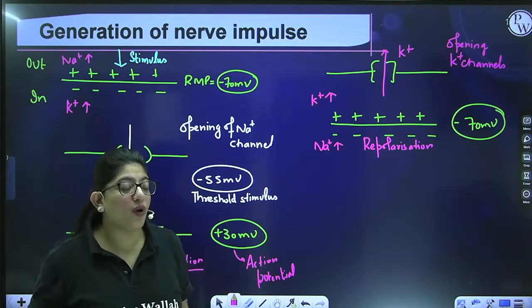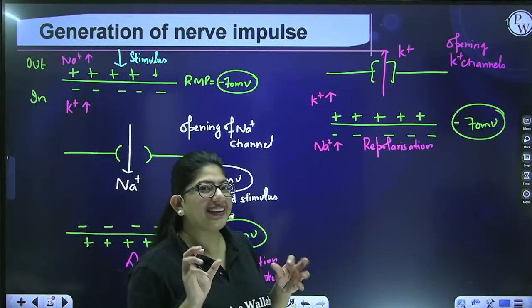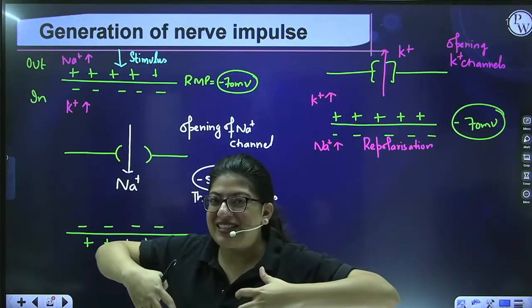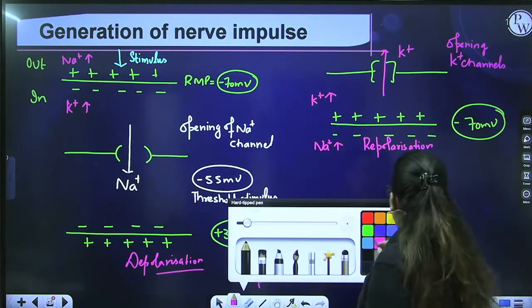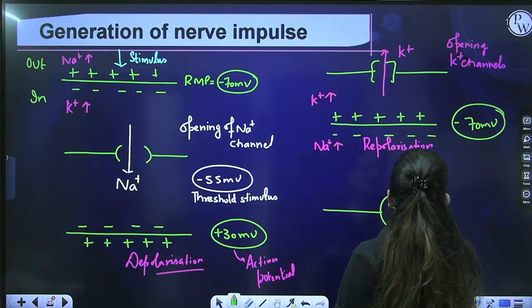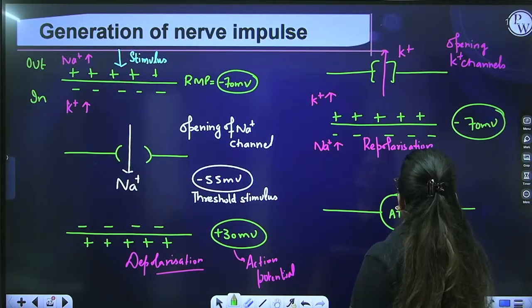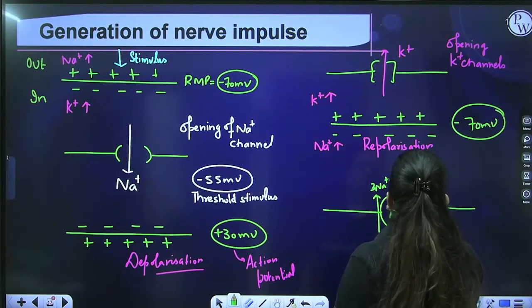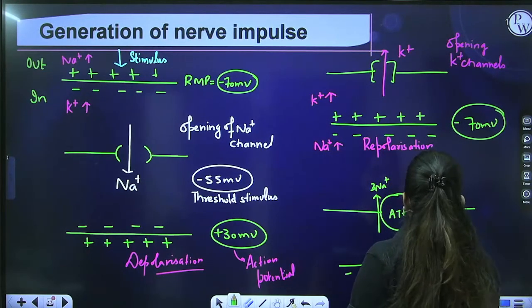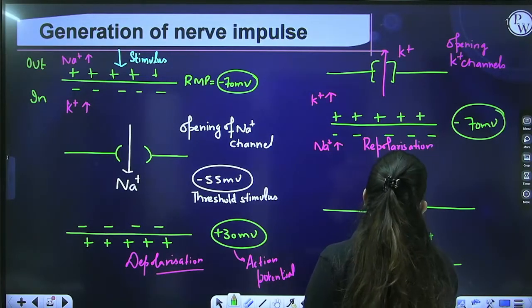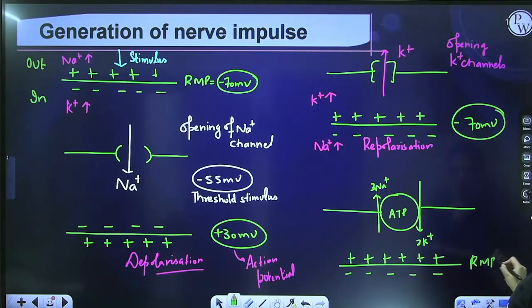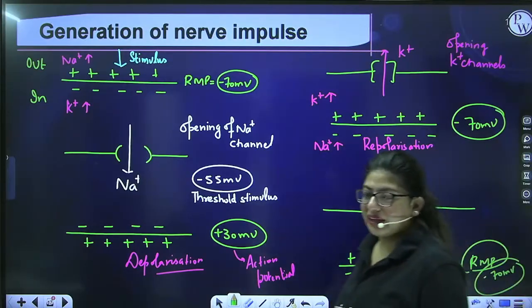Now how will we correct it? Who is the one that can correct this? Who is the one that can throw 3 sodium ions outside and take up the 2 potassium ions inside? That is your pump. So this pump will use one ATP, throw 3 sodium ions outside, put 2 potassium ions inside and get it back to minus 70 millivolt. And that will be your RMP, that is minus 70 millivolt. This is how we get back here.